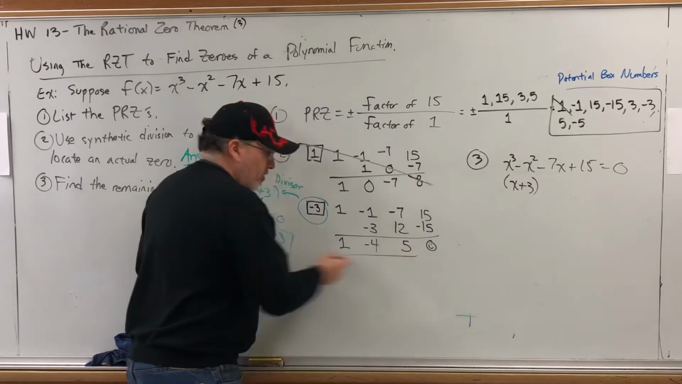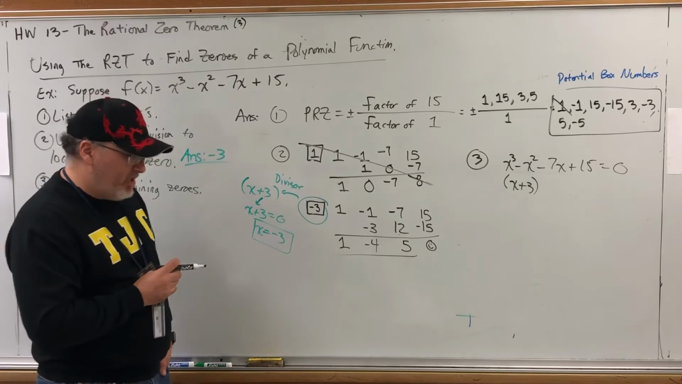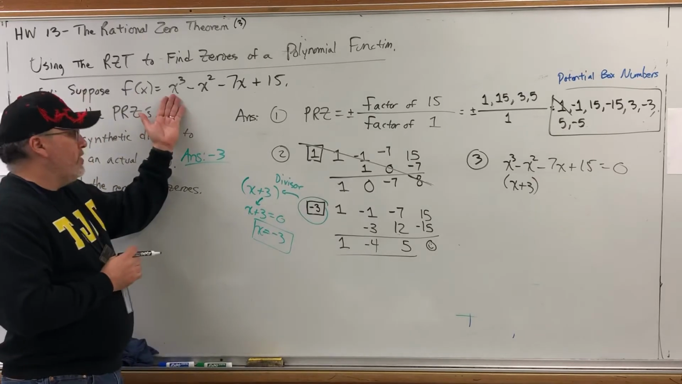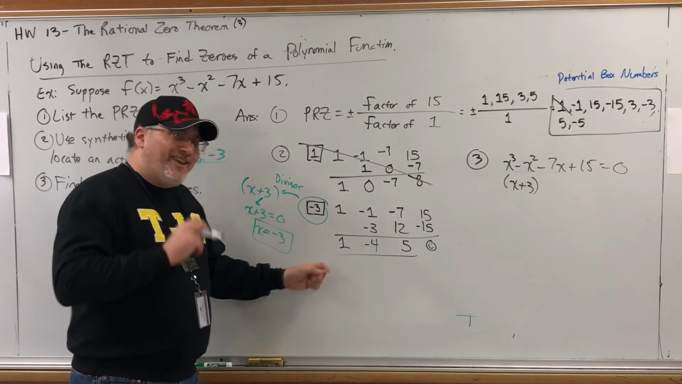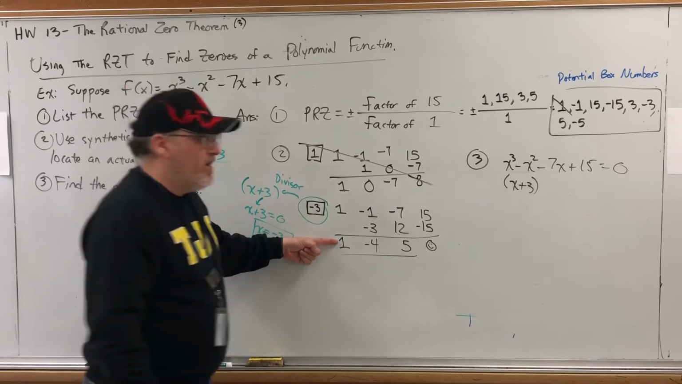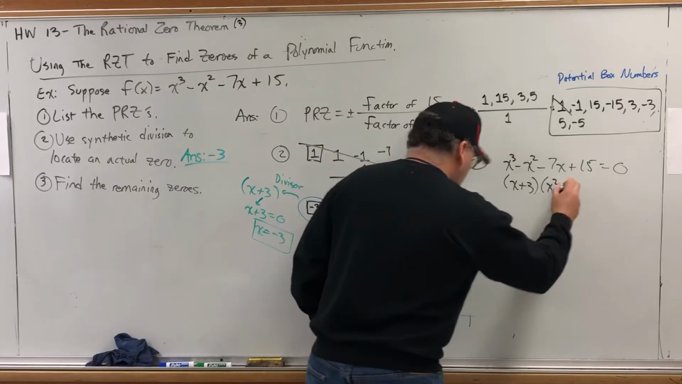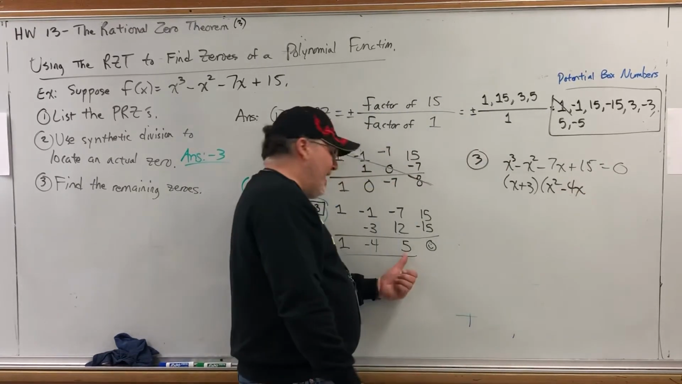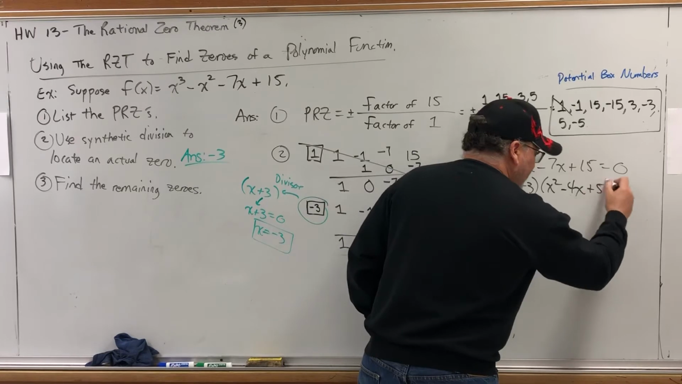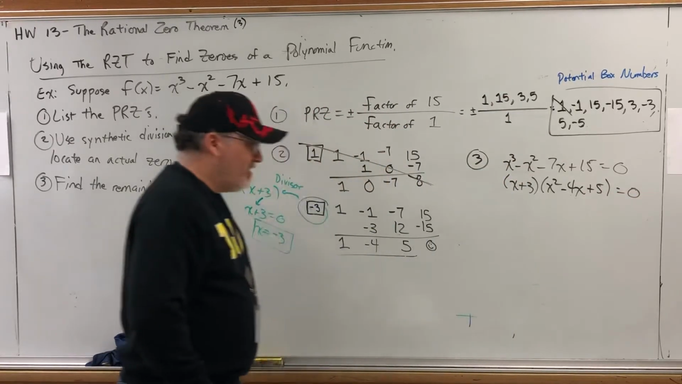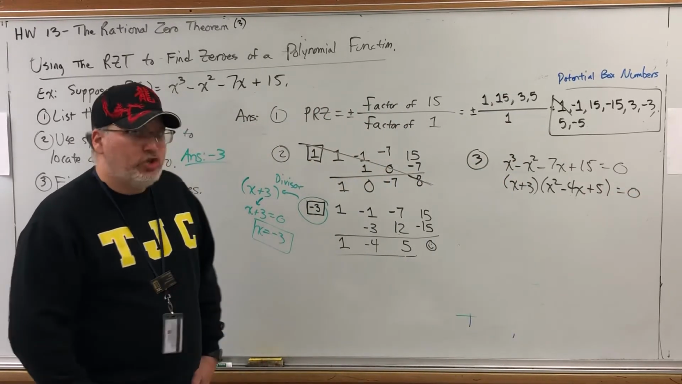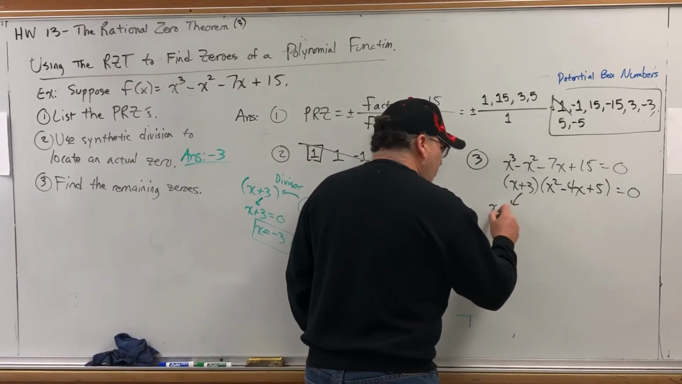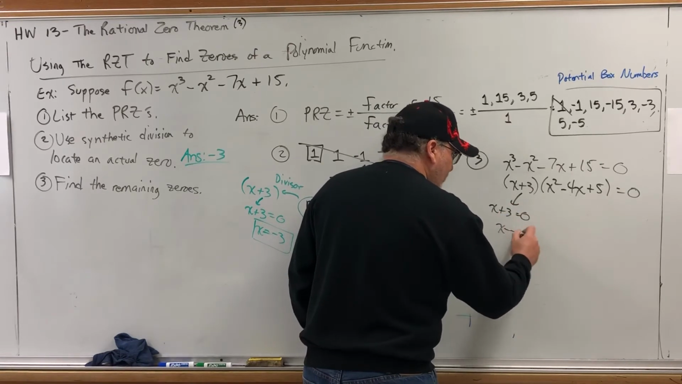But the other factor comes from the quotient, the bottom row of the synthetic division problem. Just remember to lower the degree by 1. This was a third-degree polynomial, so the quotient will be a second-degree polynomial. This represents 1x squared. The minus 4 represents minus 4x. And then the 5 at the end represents a constant of plus 5. So a good synthetic division problem with a remainder of 0 gives us 2 factors of our function. And again, we already know what this one does. When we put it equal to 0 and solve it, we get negative 3.